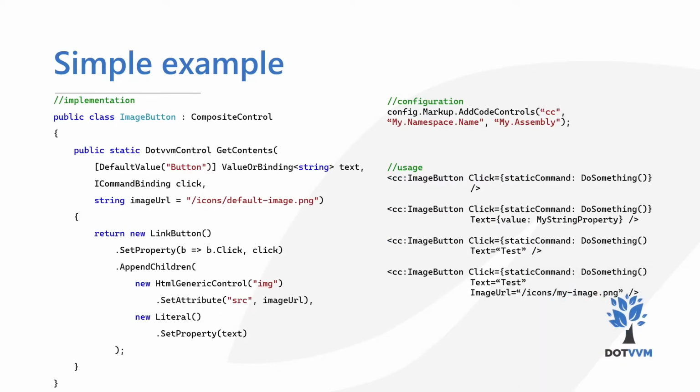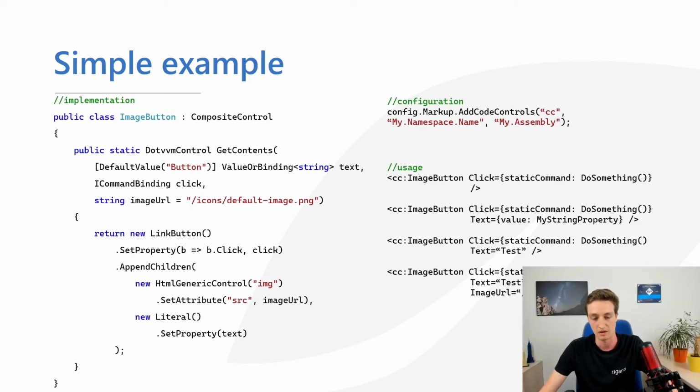Here on the left side, you can see a simple example of an image button component. This is the name of the component, image button. To be a composite control, it has to inherit from the composite control class, and also declare a static get contents method. This method doesn't have to be static, but it has to be public. And it can return either one .vvm control or multiple .vvm controls, so an enumerable or array of .vvm controls.